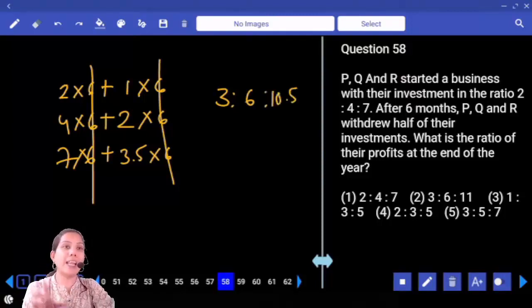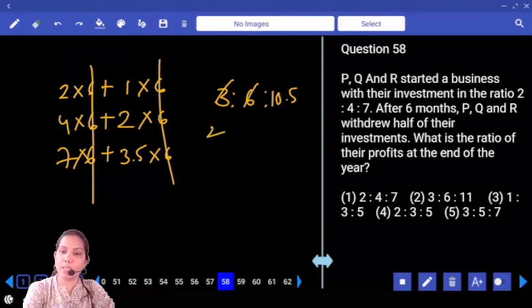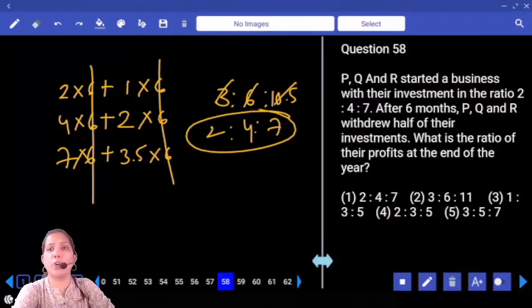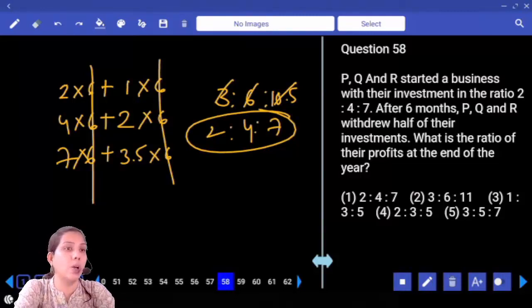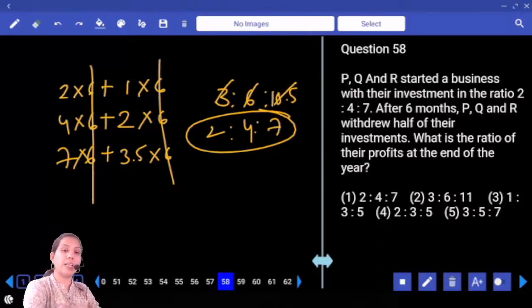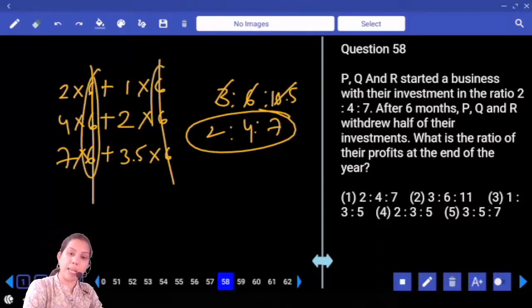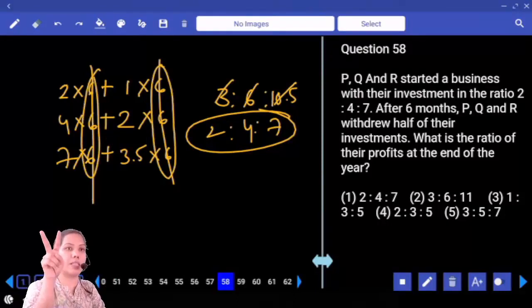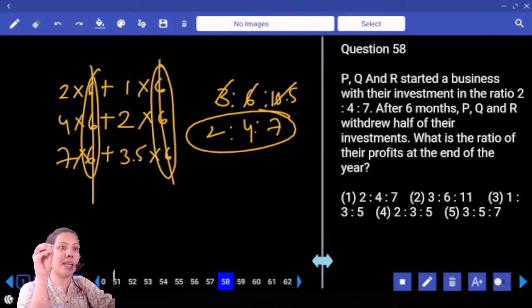10.5. 1.5 cancellation, 2 times, 4 times and 7 times. What is the ratio? 2:4:7. What is the original ratio? 2:4:7. Understood? What is after 6 months? And remaining is also only 6 months. Time constant. 6 months and remaining time is also 6 months.